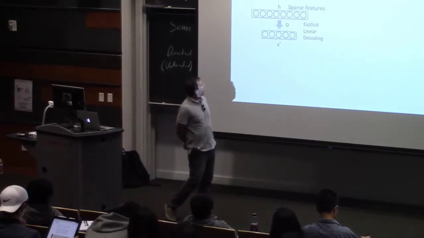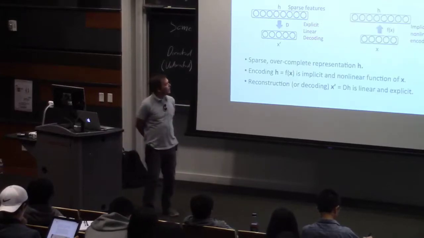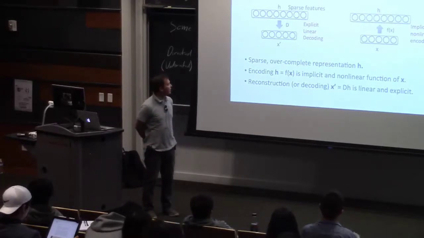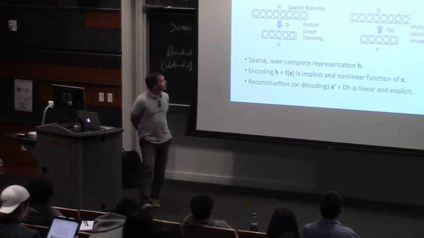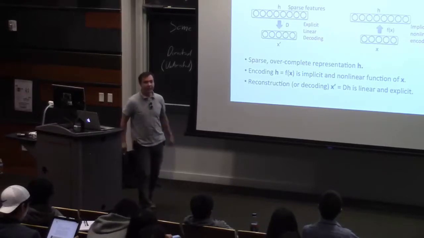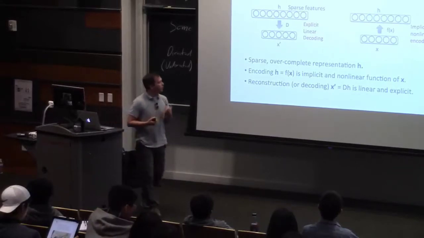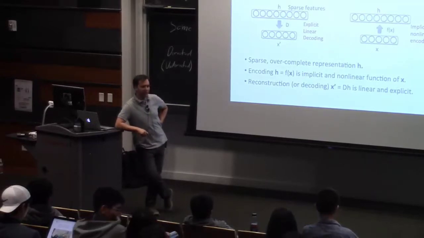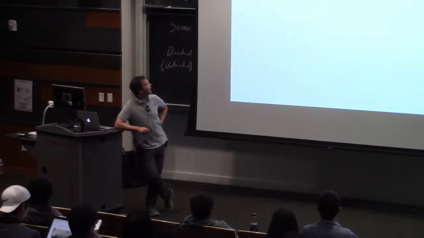So in sparse coding, you have sparse features, you have an explicit linear decoding, but given the input X, you have an implicit nonlinear encoding. So you have a sparse overcomplete representation of H. Typically, H is sparse, but the dimensionality of H is much larger than the dimensionality of the input. Encoding is an implicit and nonlinear function of X, and reconstruction is just linear and explicit. Okay, that's the idea behind sparse coding models.